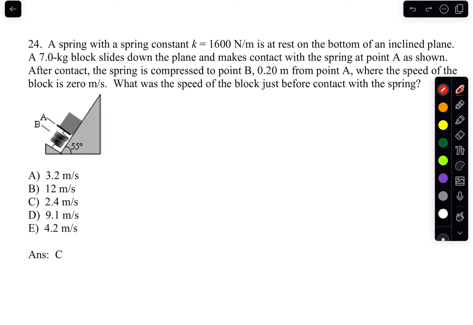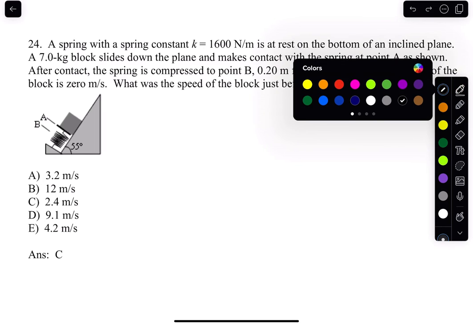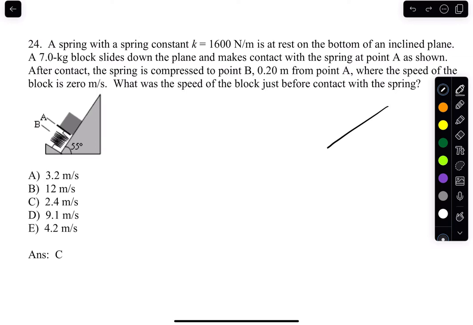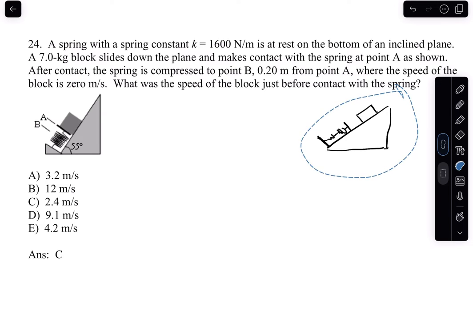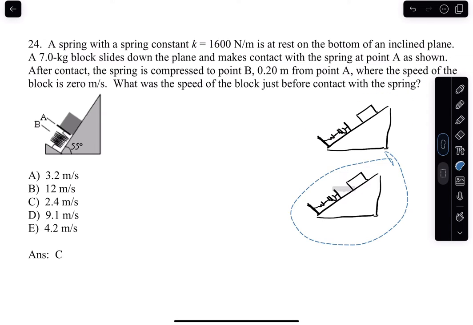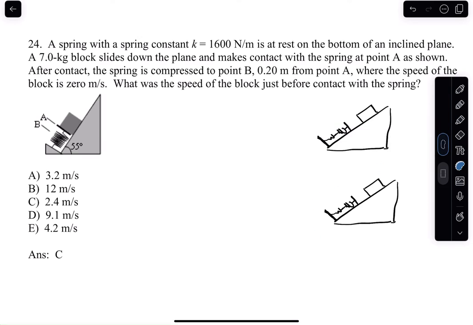So here just remember that we have some different scenarios or different parts of the motion. The block was released from some height, not sure how much this height is, and then it reaches point A. Point A is basically here.